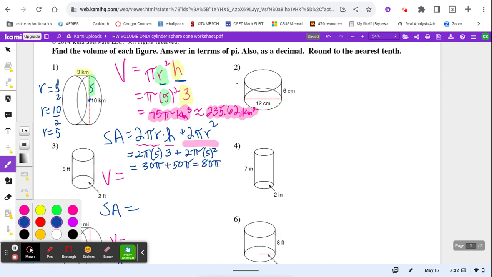See if that makes sense to you. And then grab your conversion calculator and let's see the decimal version of that. You got it, 251.38. And this is going to be in kilometers squared because area is squared.